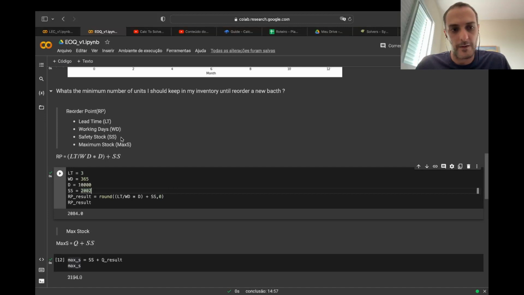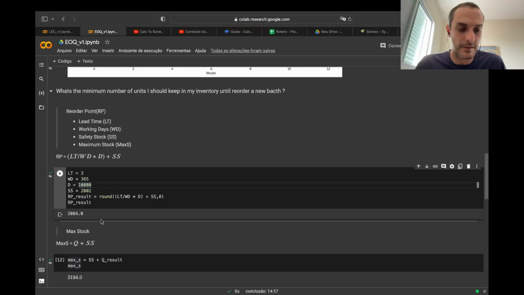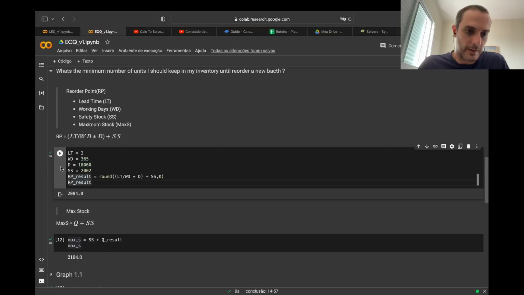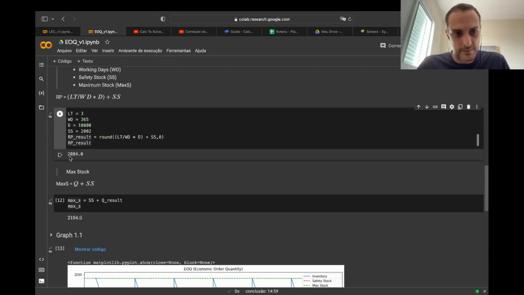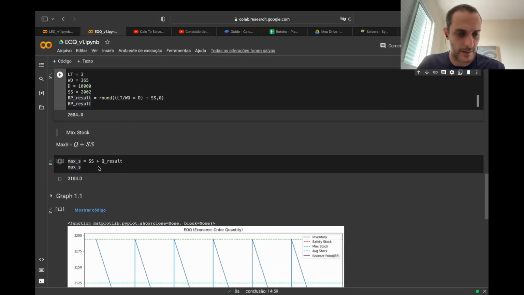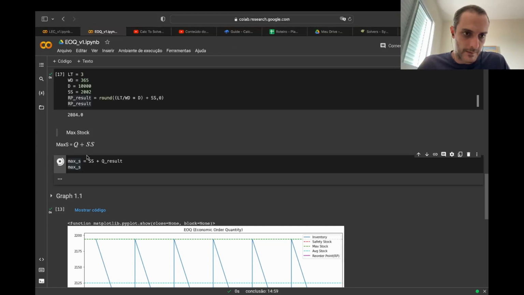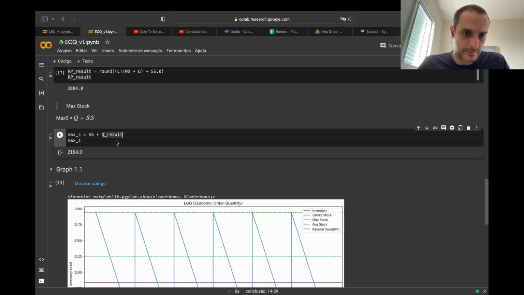I will explore in future tutorials how to get those, especially the safety stock, because there are a lot of ways we could get that, but here we're just going to try these values. As a reorder point I would get 2084 units, given those values of demand and so on. And I could also obtain the maximum stock, which is 2194 units, that I should accept as the maximum number of units in my stock.